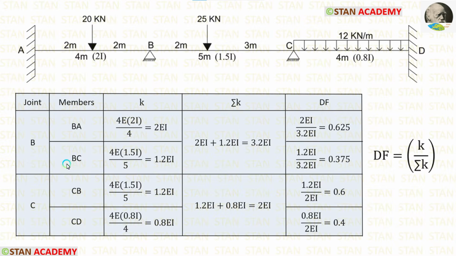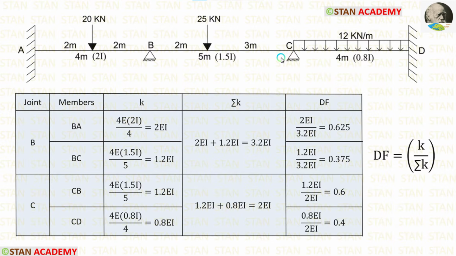Now, let us calculate the stiffness for BC. For that, from the joint B, we have to look at the point C. The point C is continuous because after the point C, we are having the span CD. If the far end is continuous, the formula is 4EI upon L. For BC, the moment of inertia is 1.5I. So instead of I, we have to apply 1.5I in the formula. For BC, the length is 5 meter. Let us apply that. Finally, for the stiffness of BC, we are getting 1.2EI.